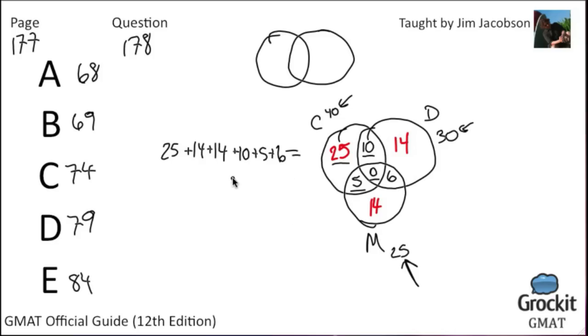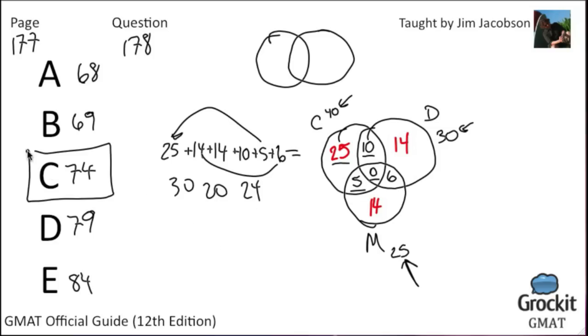Add all those numbers together. You can pair it up however you want. I'm one of these people who likes to get things to even tens. So that's 30, and here's another 20. And then we have 24 left. So 30 and 20 and 24 gives us 74. Answer choice C.